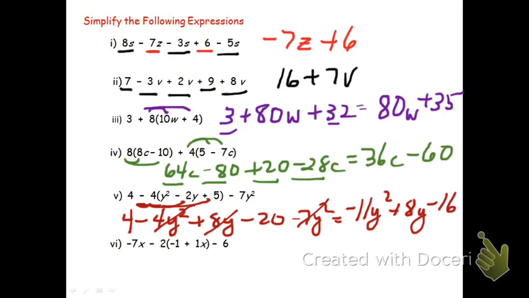Okay, finally the last one. Here again we need to use our distributive property first. So we have negative 7x, and I'm distributing the negative 2 here. So that's going to give me a positive 2 and a minus 2x, and then minus 6. Combining like terms, negative 7x minus 2x is a negative 9x. Positive 2 and negative 6 is a negative 4.